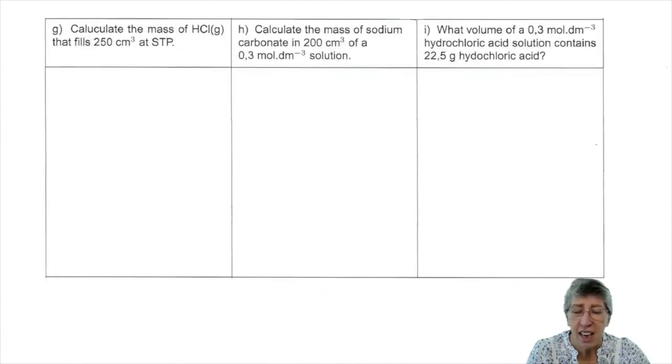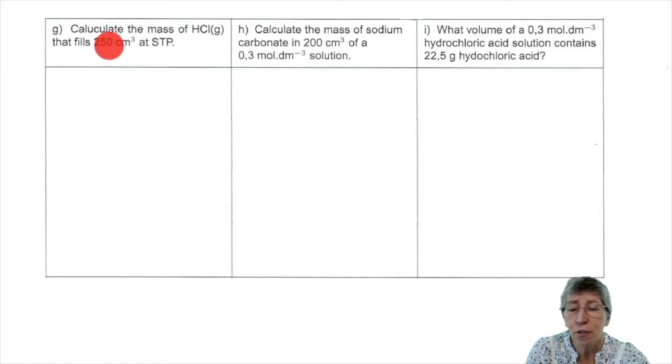In number G, they ask you to calculate the mass. So we're looking for small m, and they tell you it is 200 cubic centimeters, at standard temperature and pressure. It's a gas. Now we've got a problem. They're giving us volume and they're asking for mass, and you don't have a single equation with both of them in. So let's start with what they gave us.